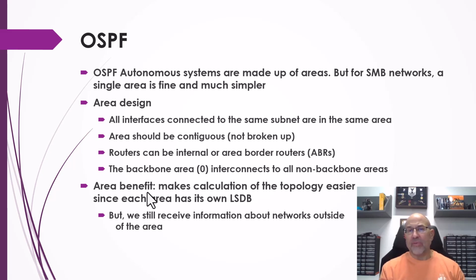Now, the benefit of using areas is that the calculation of a topology in an area is a little simpler than trying to just add a whole bunch of networks to the area, no matter how big or how complex it is. So once you get to a certain level of complexity, when you start breaking things up, the calculation in the Link State database for a particular area is easier. But when you do that, you still have to receive information about the networks that are in other areas.